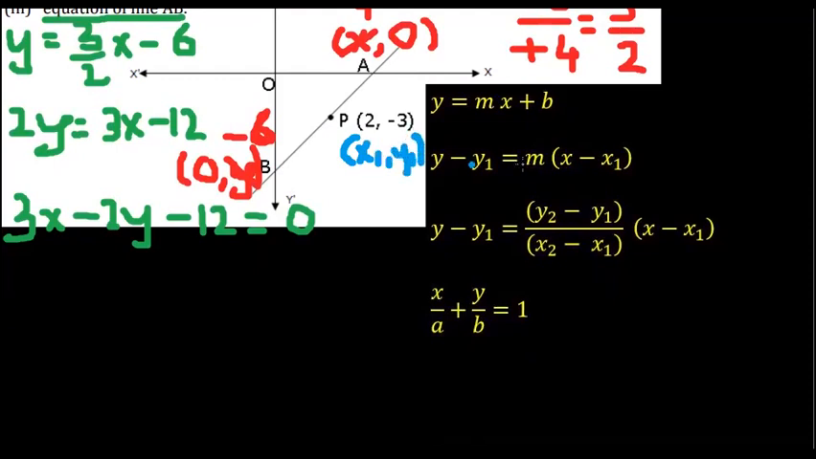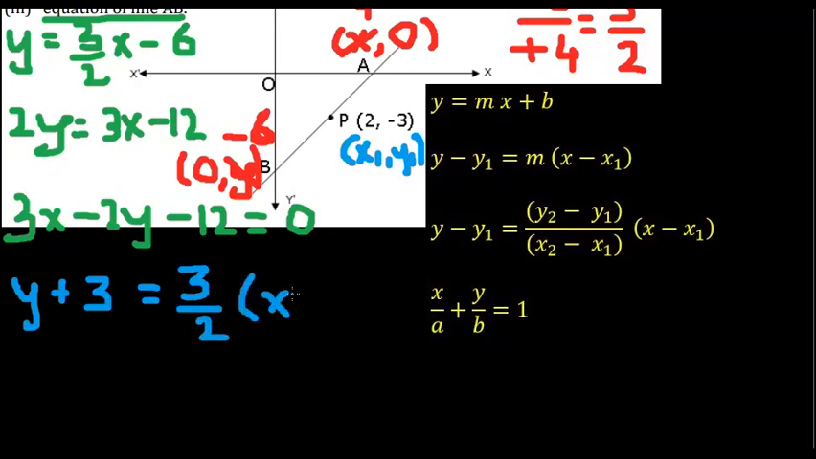So if I were to plug this into this formula, my equation would be y minus y1. Now y1 is negative 3, so subtracting a negative 3 is as good as adding a 3, equals m. Now m is the slope, which we found out to be 3/2, times x minus x1. Now x1 is 2. This is the equation of the line using the slope point form.